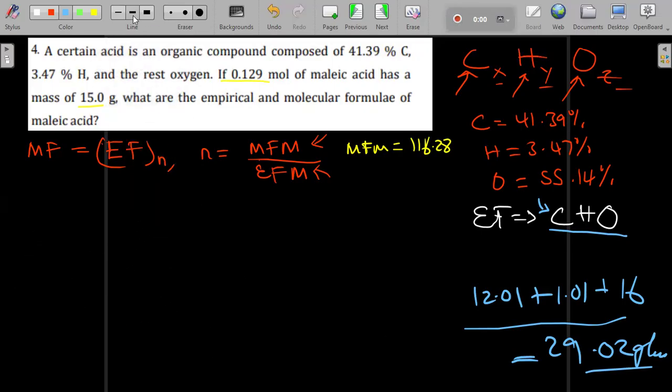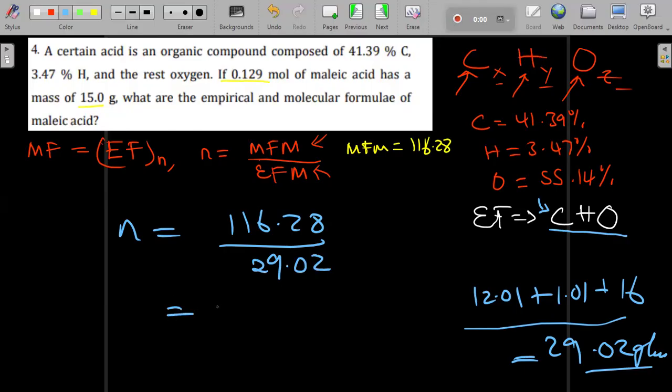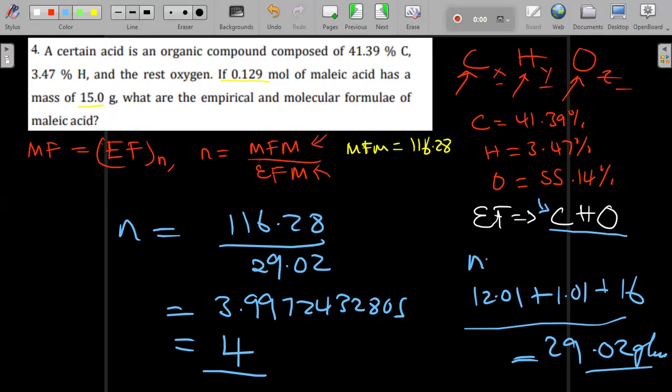Okay, so we're going to say n is equal to the molecular formula mass, which is 116.28, divided by the empirical formula mass, which is 29.02. So when we divide this, I'm getting 3.9972432805. Rounding this off to a whole number, we get 4. So our n is 4.